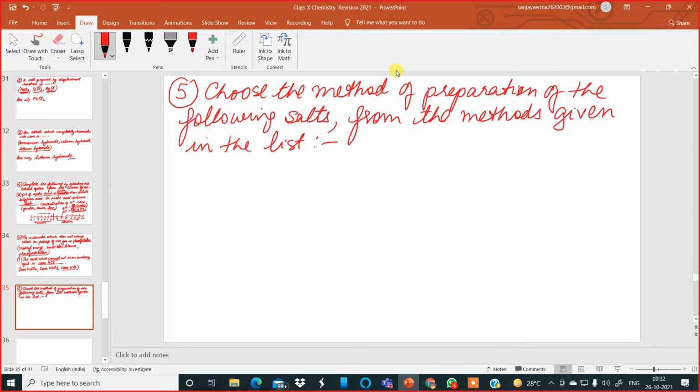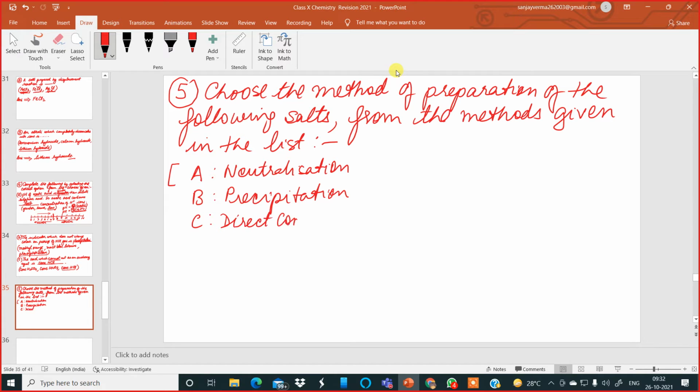So here the list is given over here. Number A, the method, it is called neutralization. Number B, it is called precipitation. Number C, it is called direct combination. Number D, it is called substitution. So these are the methods, 4 important methods.